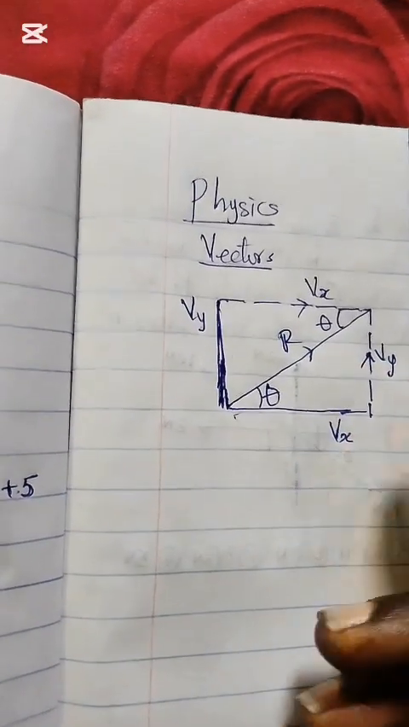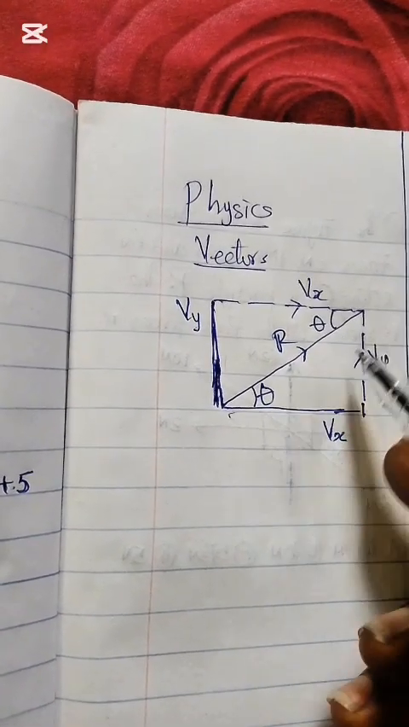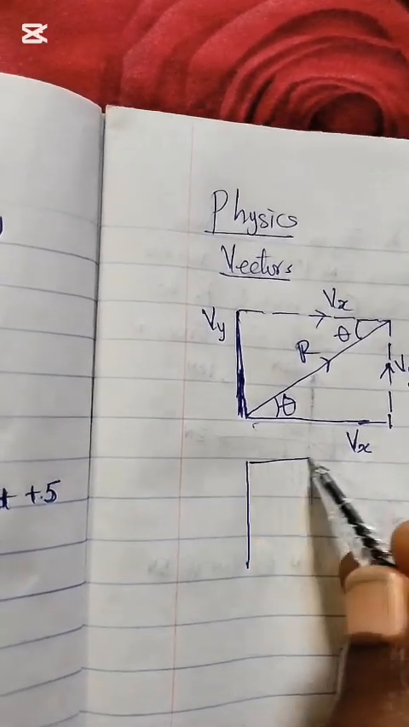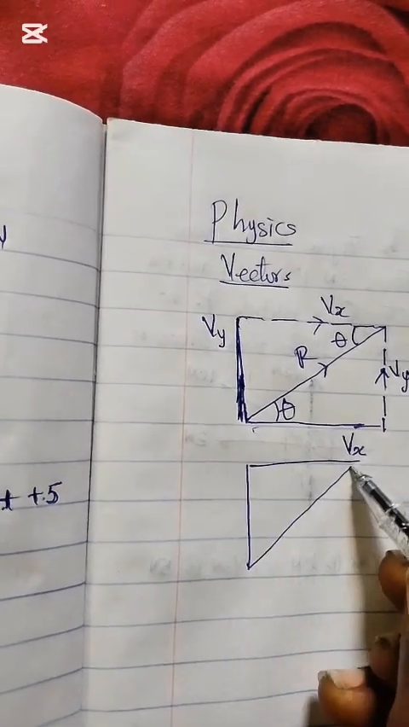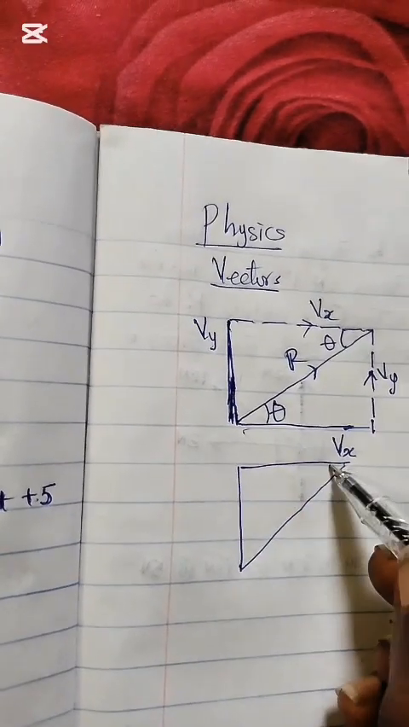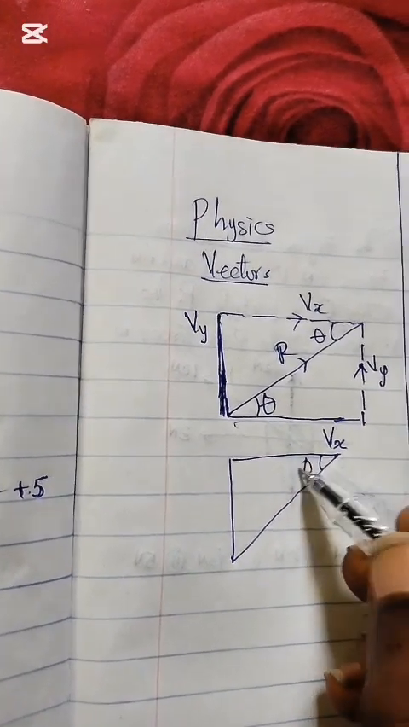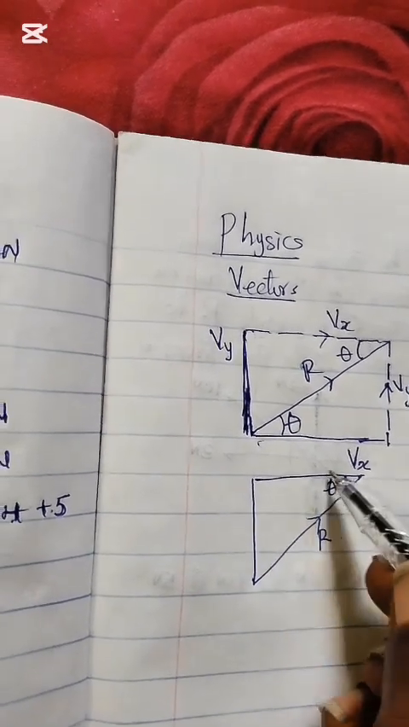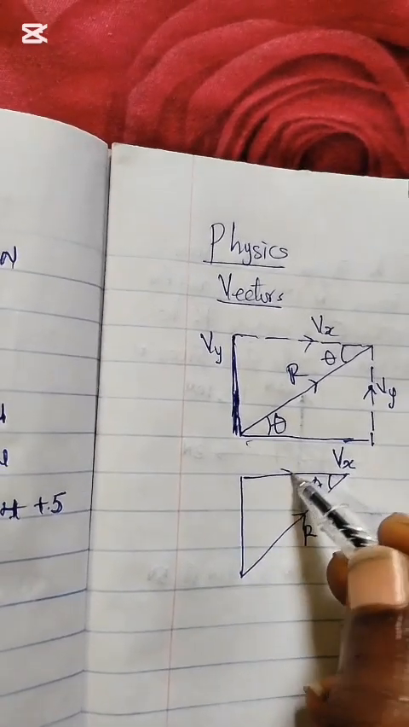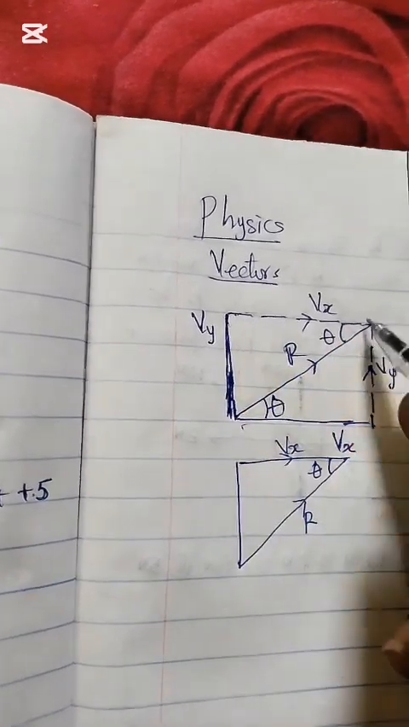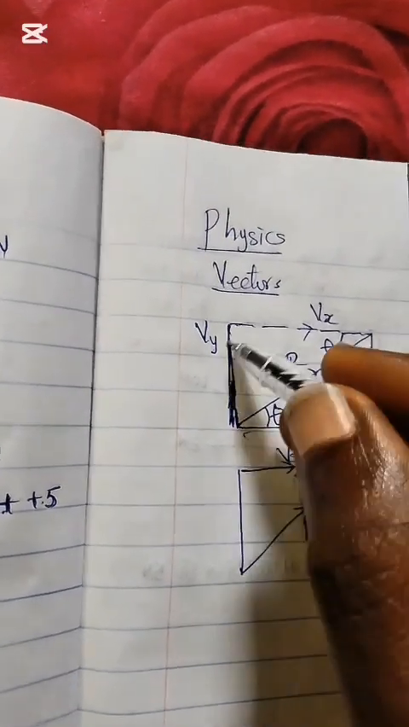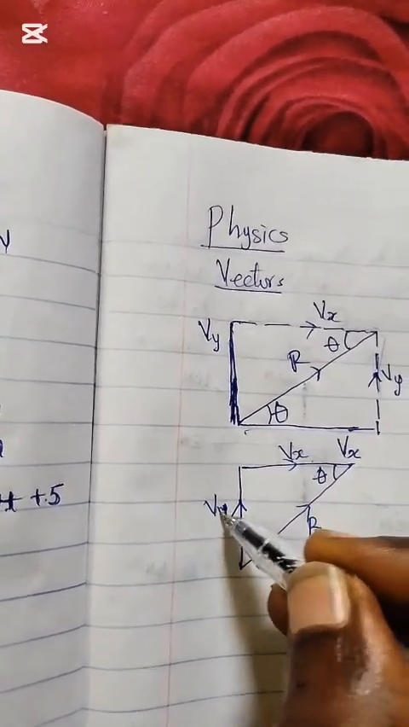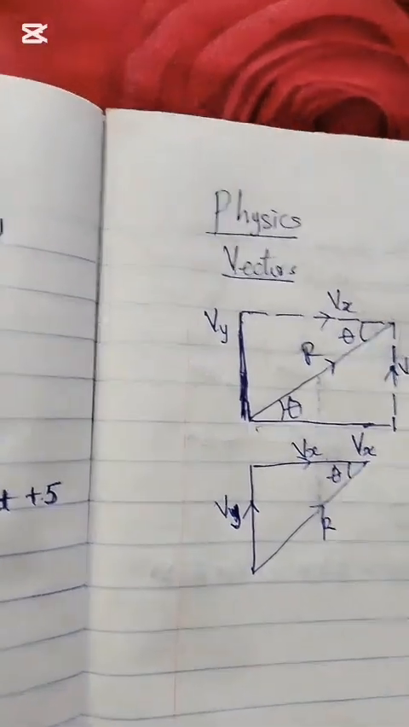So from here now, I'm having two triangles. I have this and the other one, but I can take any of the triangles because they are equal. So here is theta, here is r, and here is Vx. As you can see here, Vx, and here should also be equal to this, which will be Vy. I believe that is clear.